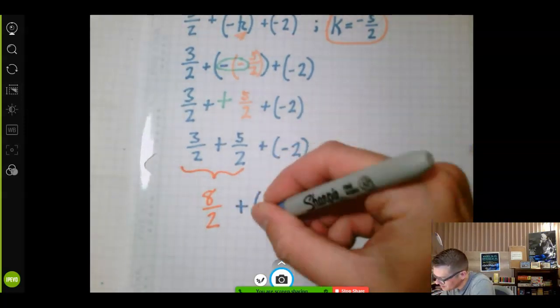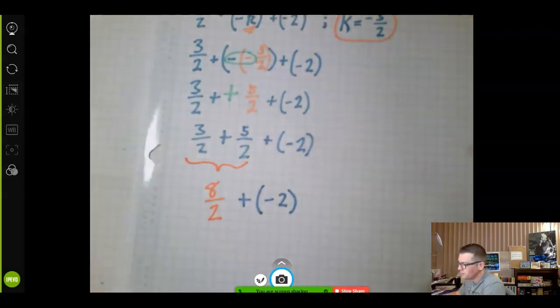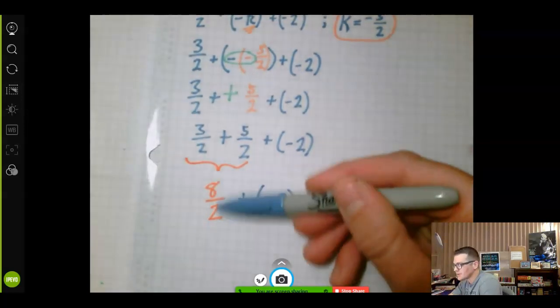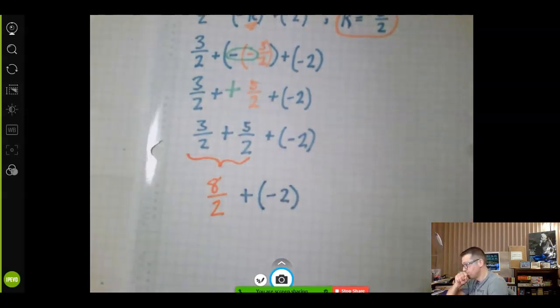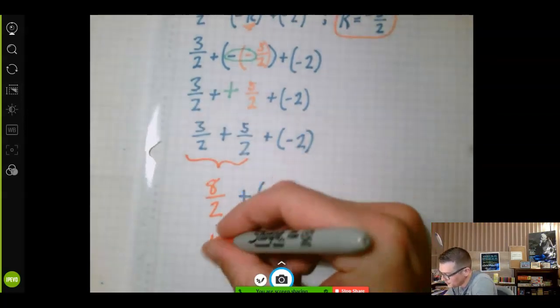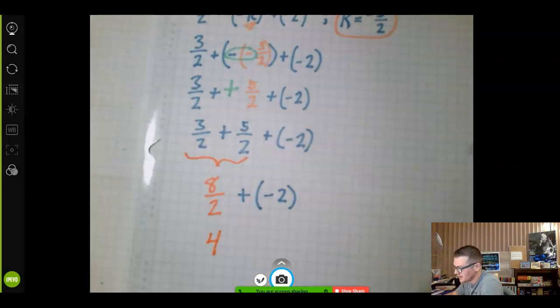I didn't really need to change colors to write that 8/2, but I did. Now 8/2 can be simplified, right? What does 8/2 simplify into? 4. Yeah, it's 4. So we really have 4 plus a -2.